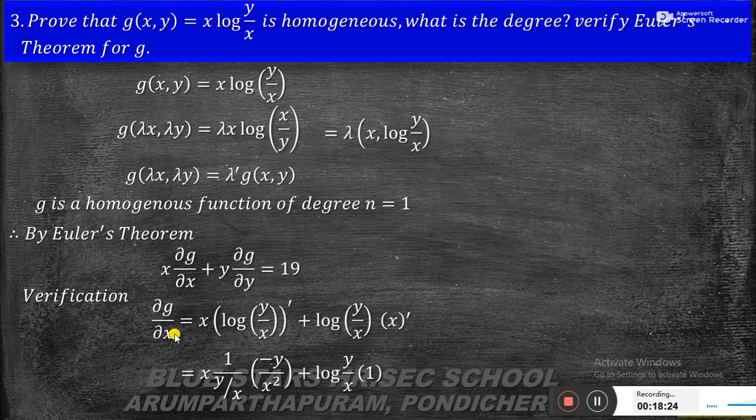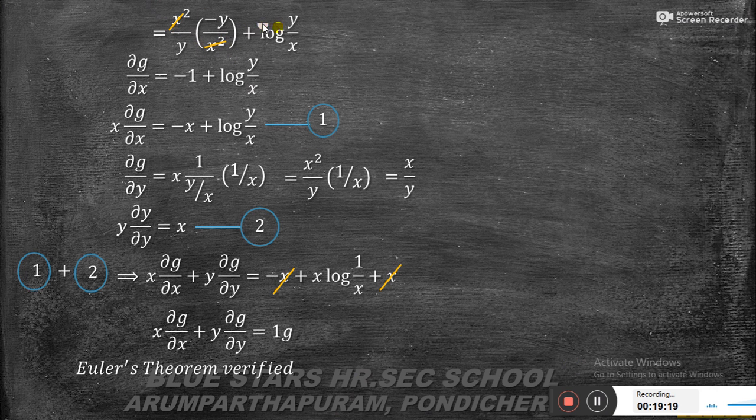First I calculate ∂g/∂x. We know g = x log(y/x). Differentiating with respect to x, the function is a product, so we apply the UV method: x times the derivative of log(y/x), plus log(y/x) times the derivative of x. The derivative of log is 1/(y/x), and the derivative of y/x is y times −1/x², which gives −y/x². Plus log(y/x) times 1. The x² and y cancel, giving −1 + log(y/x). Multiplying by x, x ∂g/∂x = −x + x log(y/x).